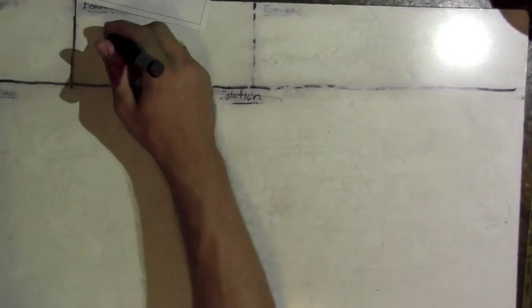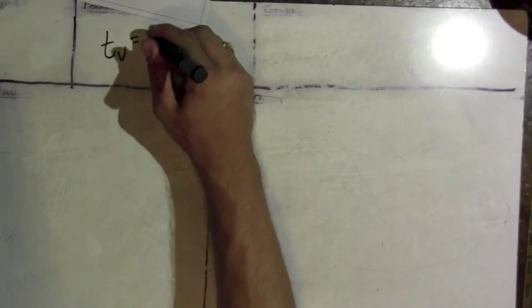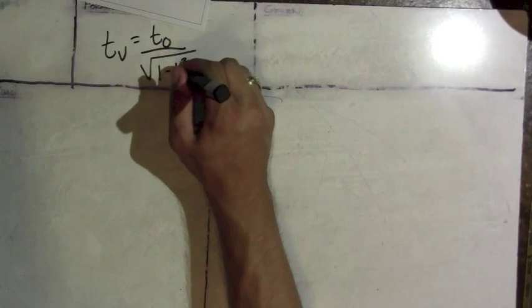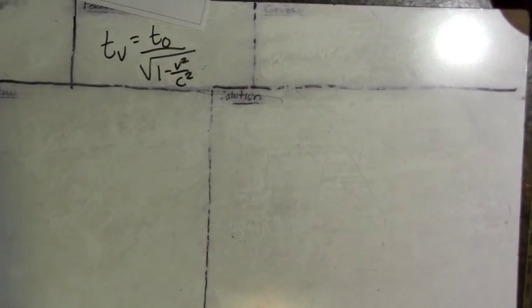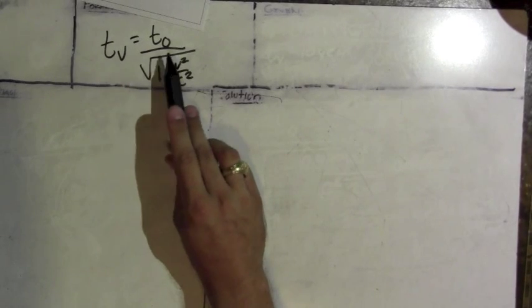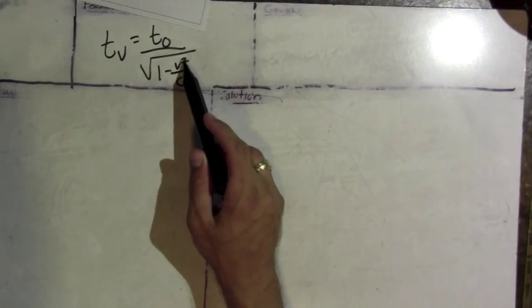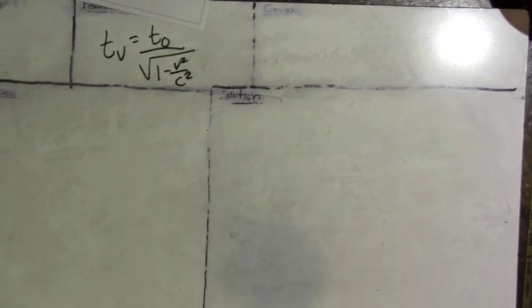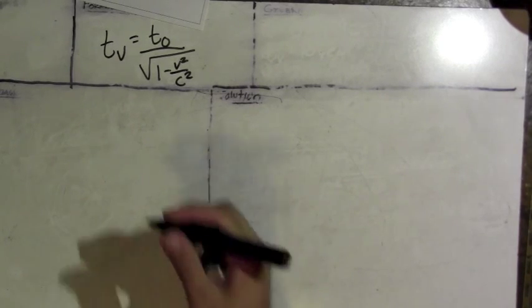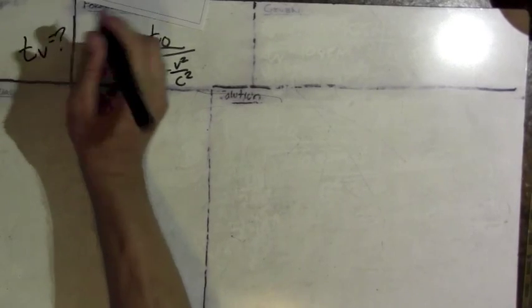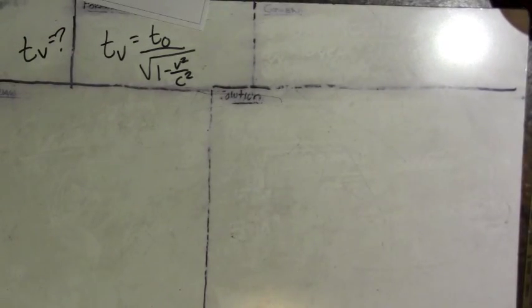So the equation that we're going to use is T_v equals T_0 over the square root of 1 minus v squared over c squared. Now, we do know that if the velocity were to cancel out, these two things would be equal. So if you were to somehow move at zero velocity, these two values would be equal. But what we're trying to figure out is how much time has been dilated. So really what we're looking for is the T_v term.